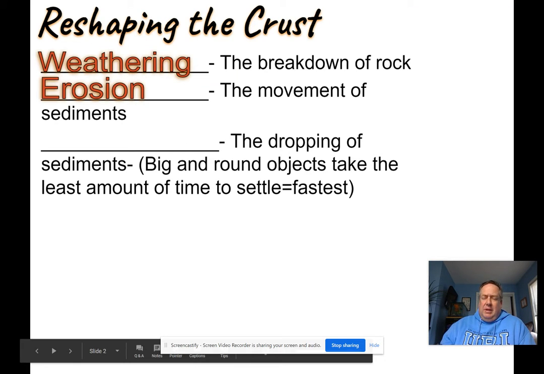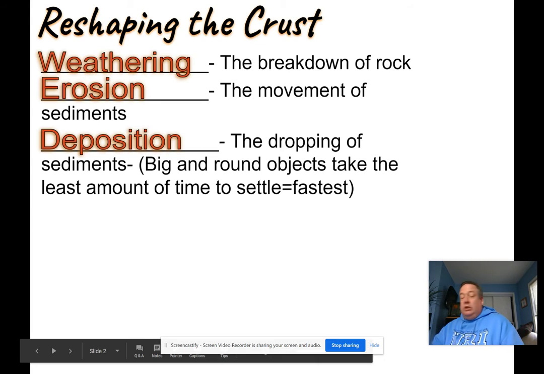That's going to be things like wind and water, something that's going to carry it. And then finally, we have deposition. It's the dropping of sediments. Big and round objects take the least amount of time to settle, so they go the fastest. And then your flat objects will take a long time to settle.